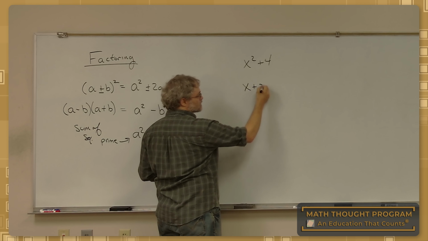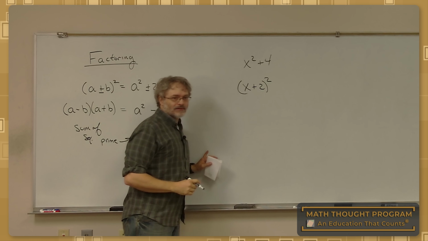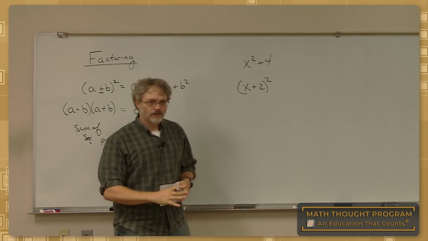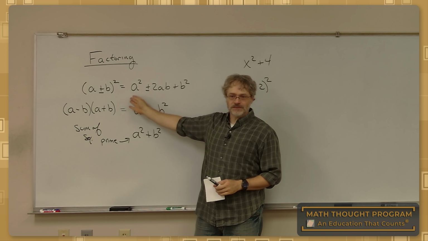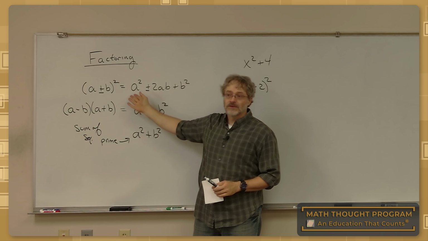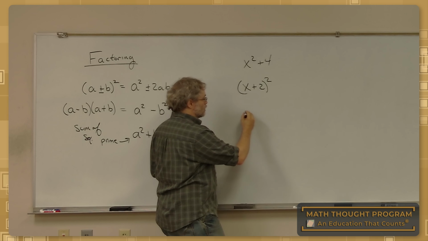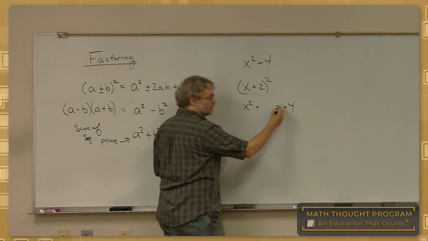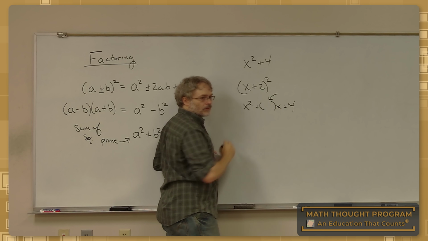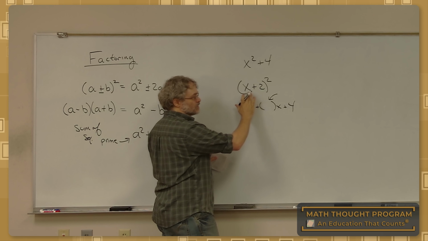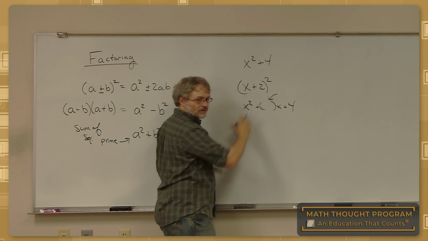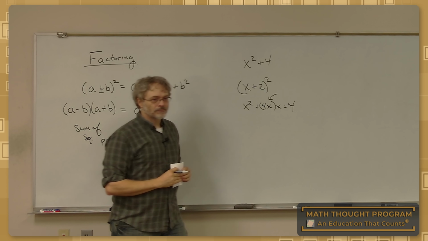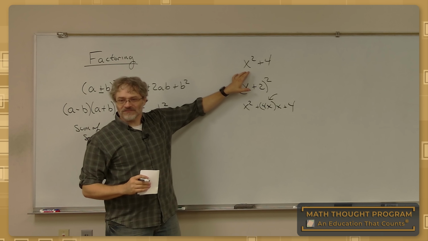Because I can say x plus 2 and I raise it to the second power. But if I have x plus 2 raised to the second power, what does that tell us that we have to do? Square the first term, square the last term. Don't forget about the piece in the middle. That piece right there is going to be x times 2 times 2. So that's 4x. So I'm not going to be able to factor this.